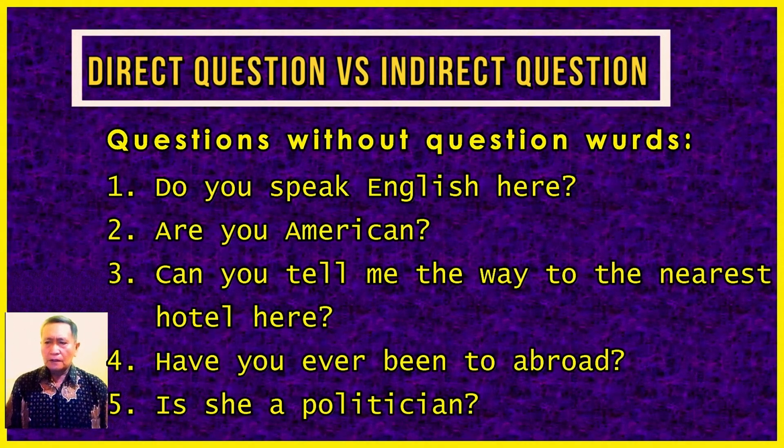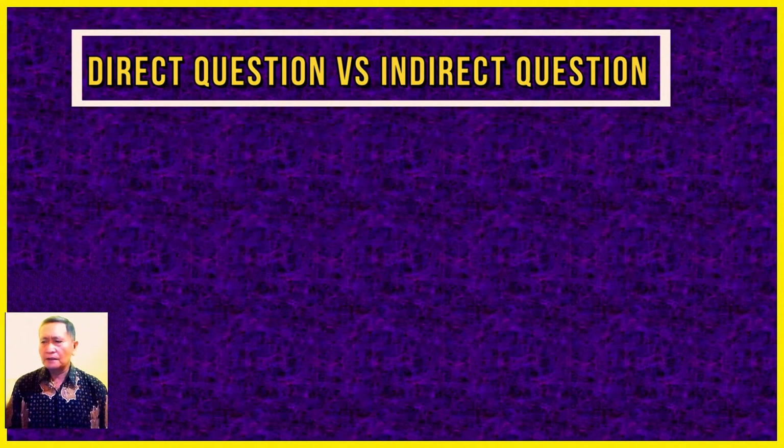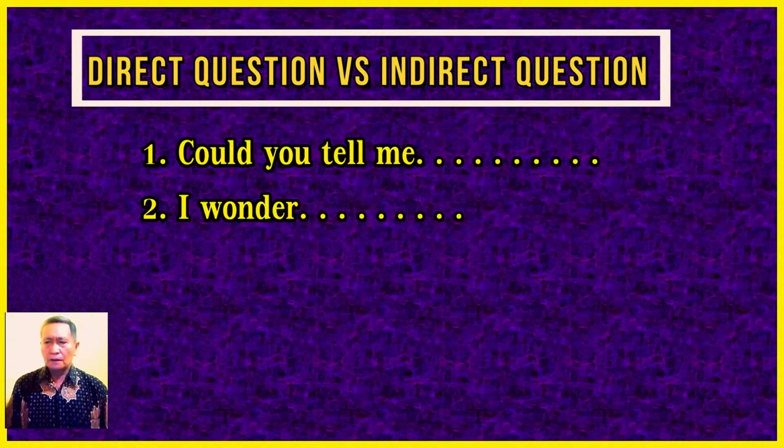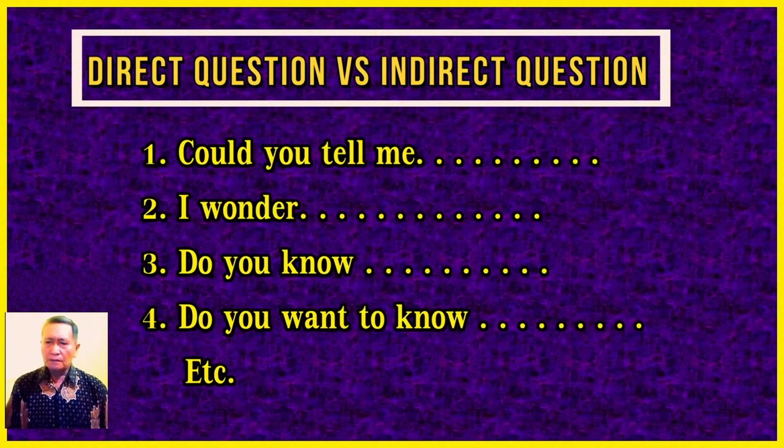An indirect question is a polite way of asking for information by embedding a direct question within a statement or another question, often beginning with phrases as follows. Could you tell me blah blah blah? I wonder blah blah blah. Do you know blah blah blah? Do you want to know blah blah blah? Etc.